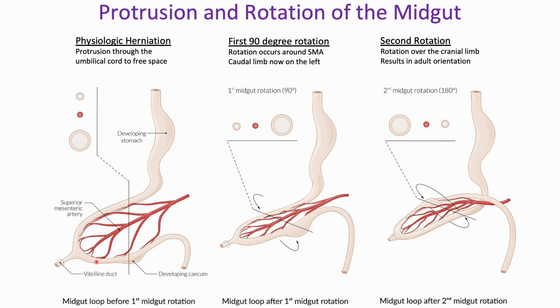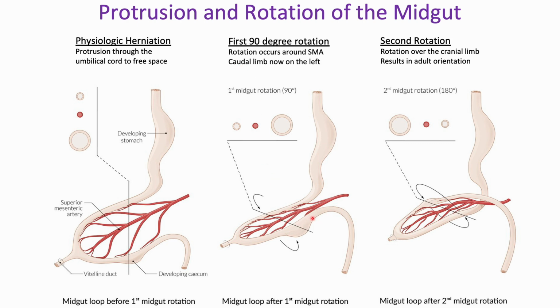Okay, next, we're going to have our first 90-degree rotation. So in this 90-degree rotation, we're rotating that cranial pole towards the right. So it's coming down towards the right. That caudal pole is coming up and towards the left. Okay, so going down towards the right, up towards the left. So that's the first 90-degree rotation that happens along the axis of the superior mesenteric artery. So what that ends up causing is the caudal limb to now be located on the patient's left.